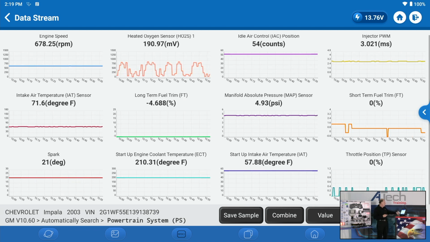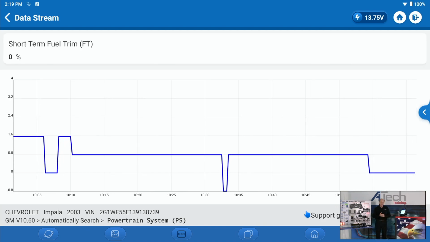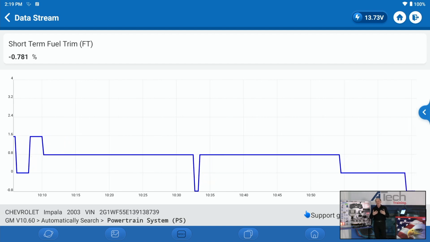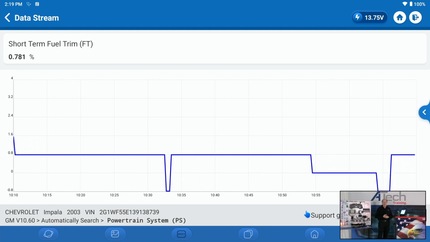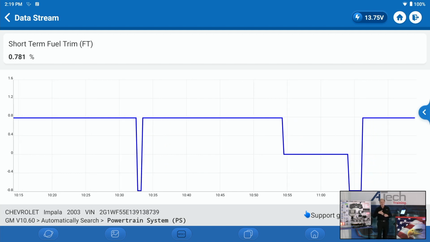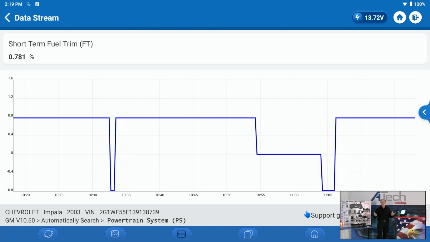I have other things up here to look at, and they're short-term fuel trim. Notice it's slightly changing. As long as the short-term fuel trim's right close to zero, it's going to go up and down and do its job. So right now, everything's looking fairly good. Notice there was an abrupt change right there as it went up higher. So we're doing a 0.781, which is within the range.